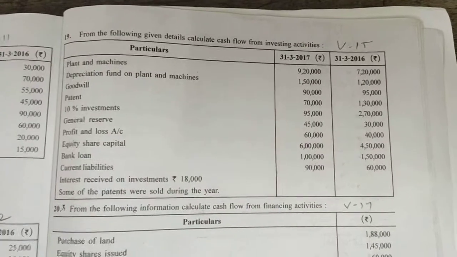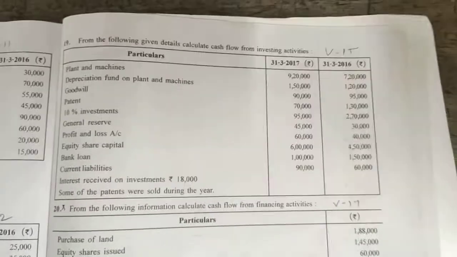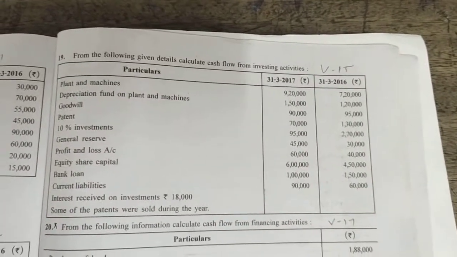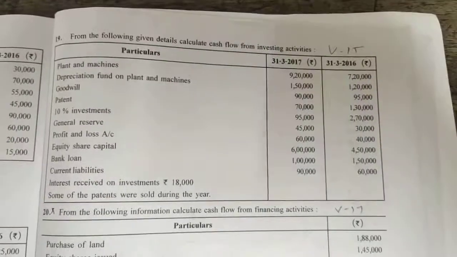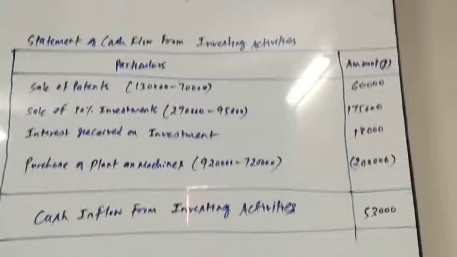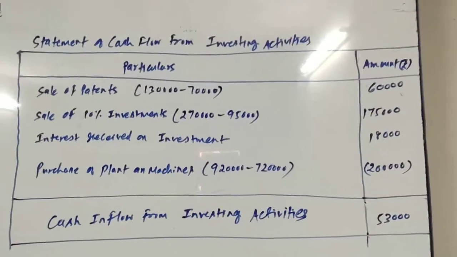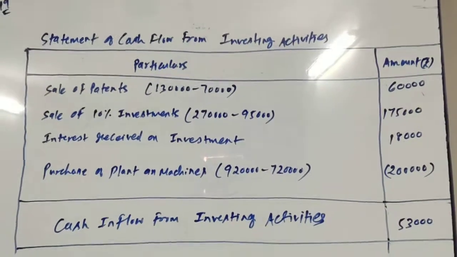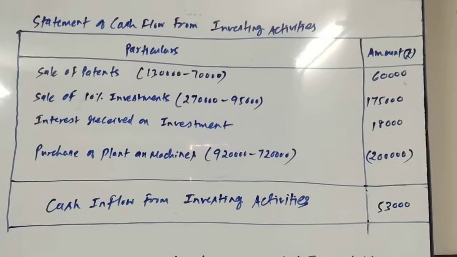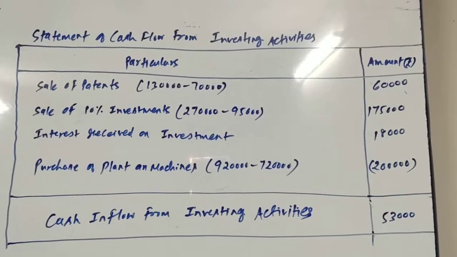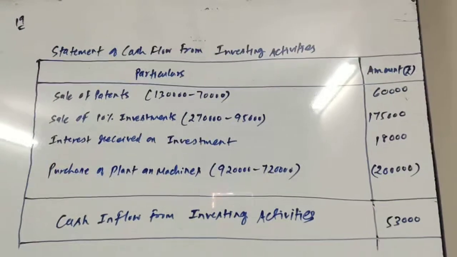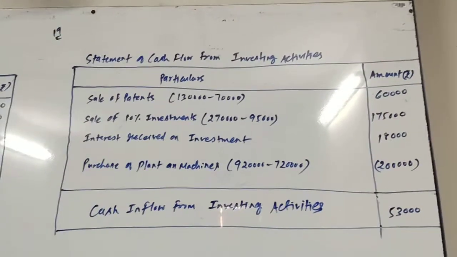We are finding cash flow from investing activity, so those transactions which are investing activity will be considered, those which are not investing activity will not be recorded in the statement. So let us begin with the statement. So friends, sum number 19, statement of cash flow from investing activity. First thing we record here, sale of patents. Earlier it was 1,30,000, now it is 70,000. So sold rupees 60,000. So sale of patents rupees 60,000, that is cash inflow.